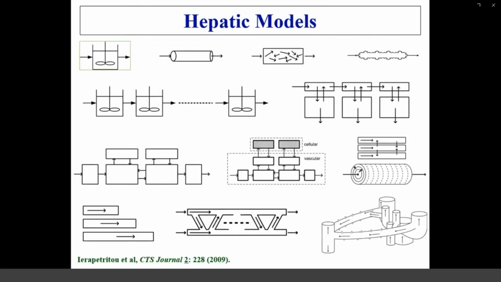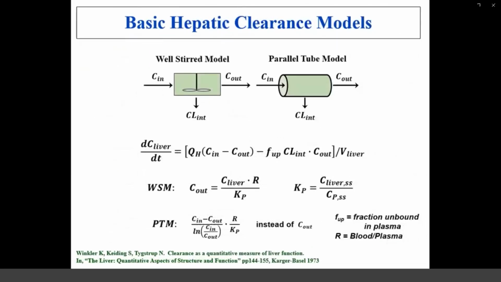First of all, there's a great number of models for the liver. This review shows 13 of them. The two we focus on are at the top. So the well-stirred model I just described, and the parallel tube model developed by Winkler and co-workers, which reflects an exponential drop in concentrations between the inflow and outflow.